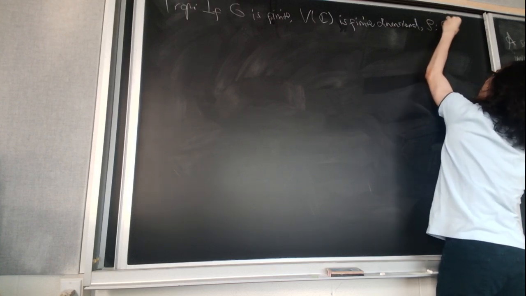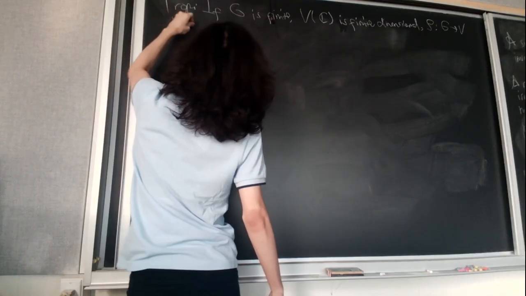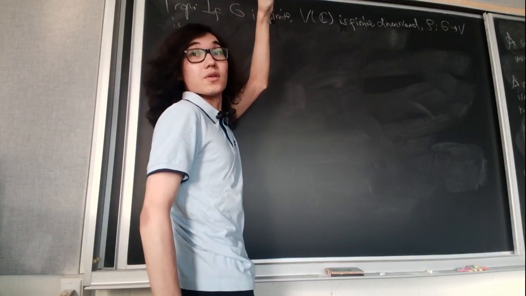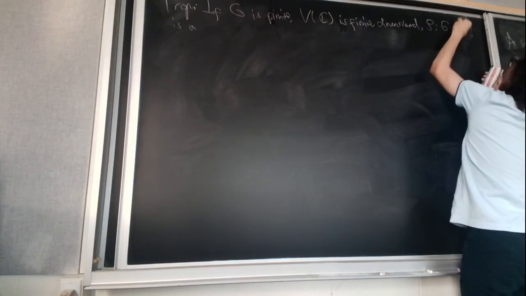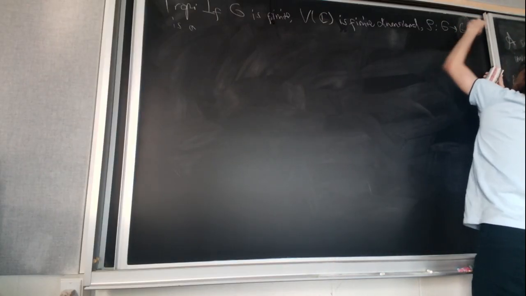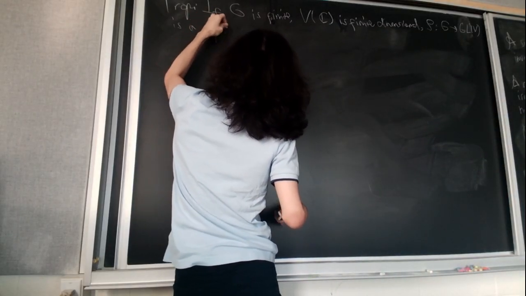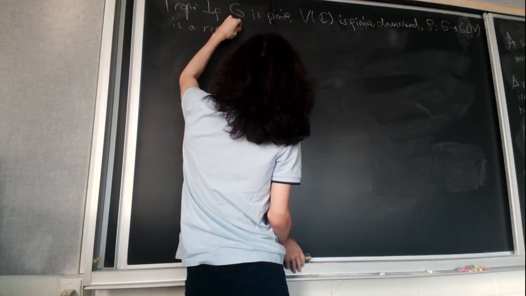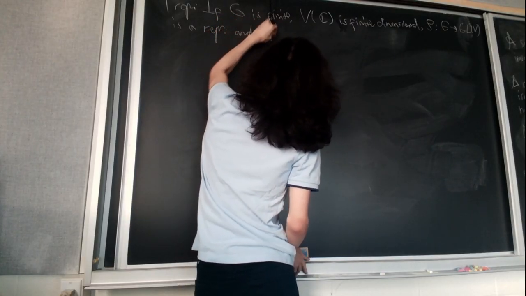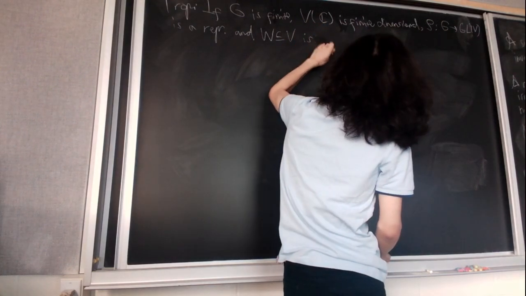Rho from G to GL(V) is, yes? Oh, sorry, GLV. GLV is a representation. And W is a subrepresentation.